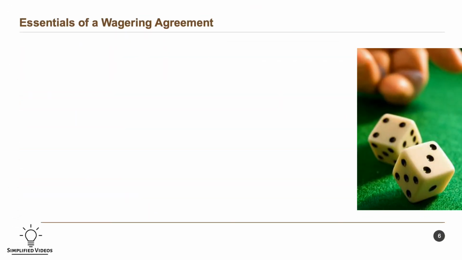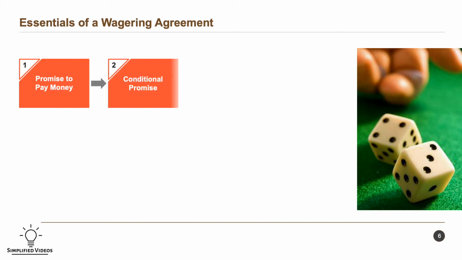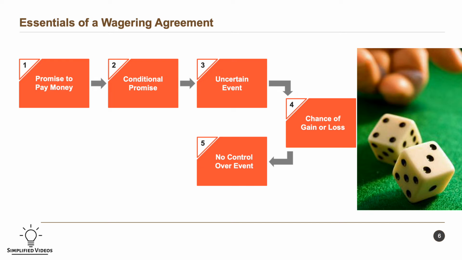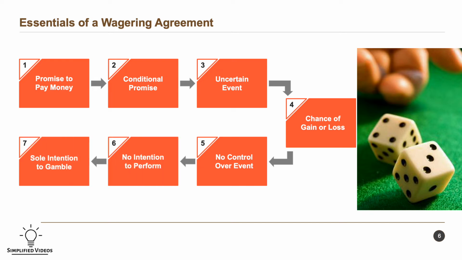Essentials of a wagering agreement are: there must be a promise to pay money. The promise should be conditional. Uncertain event. Chance of gain or loss. No control over the event. No intention to perform, and sole intention to gamble.